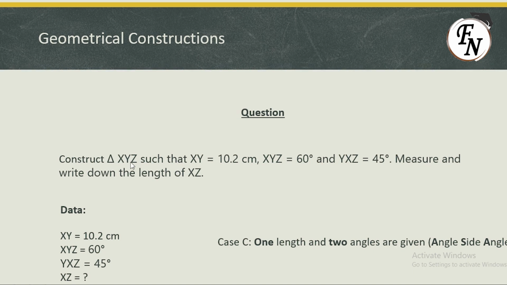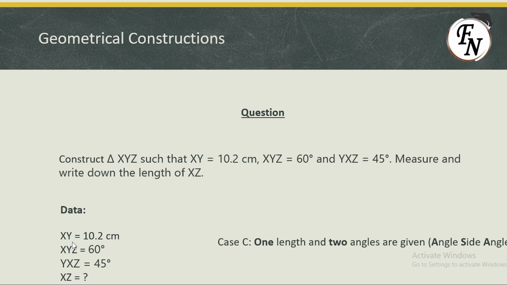Construct triangle XYZ such that XY is 10.2 centimeter, angle XYZ is 60 degrees, this Y angle is 60, and then angle YXZ is 45. That means this center alphabet X, which is 45 degrees, and then measure and write down the length of XZ. So first I will draw this particular triangle, and then I will go to the answer and I will measure XZ.